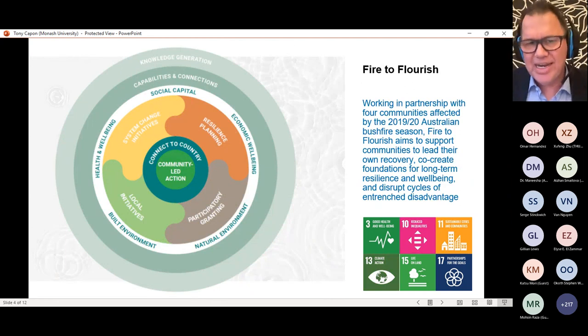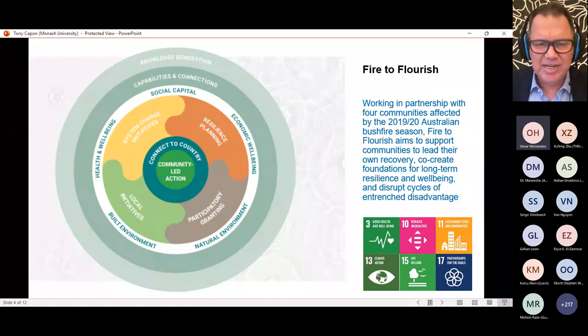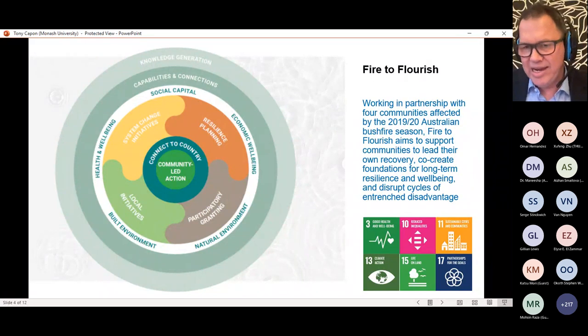Another program that's getting underway, Fire to Flourish. Here we're working in partnership with four affected communities, particularly badly affected communities, from those devastating 2019-2020 bushfire season. Some of our participants today may remember the media coverage of those devastating fires in southeastern Australia. And here, again, we're working closely with local communities, and this work is being co-designed and co-led with Indigenous people in those communities. And here you can see the six primary SDGs associated with this program.